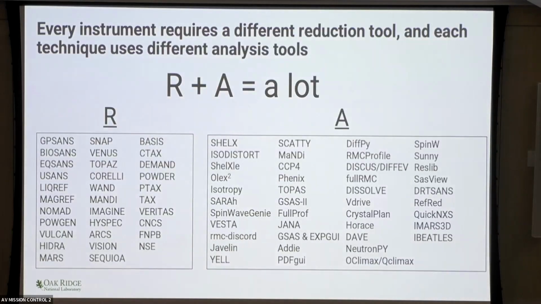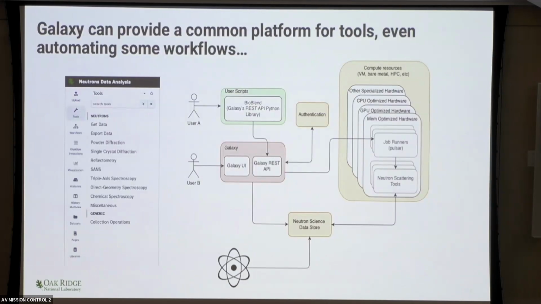So the thing is that every one of those instruments needs a different tool to do the reduction. And each one of the techniques also requires a different set of analysis tools. And so there's a lot. And we wanted to use Galaxy to run some of the reduction workflows and maybe some of the data analysis workflows. And I did not touch that at all.